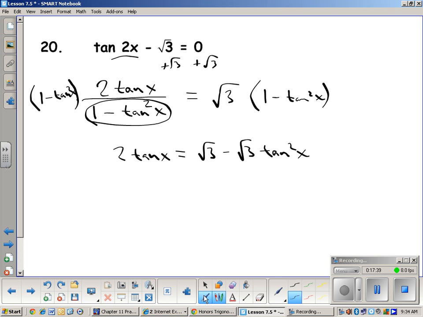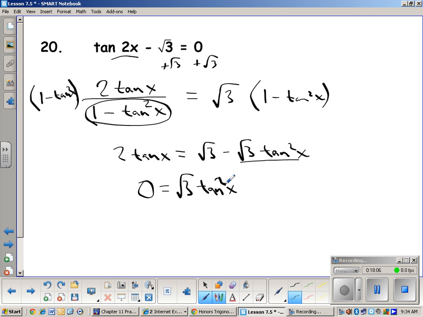Changes the sign of every term, right? So how do you want to handle that? You want to move both of those over here, or we want to move this over there and just change the signs? Move it over there and change the sign. Okay, so we get 0 on this side. I'm going to write this term first, so it's going to change to a positive square root of 3 tan squared x.